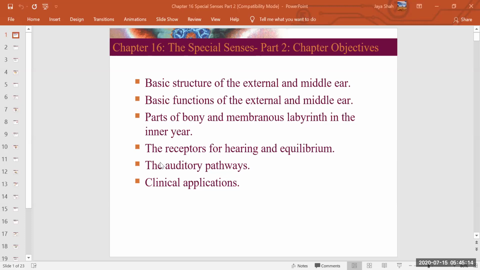As with any other sensory organ, your ear also has receptors in the membranous labyrinth inside. Those receptors are for hearing and equilibrium, which is also called balance. We're going to talk about the structure and function of those receptors inside the membranous labyrinth. Then, like the visual pathway, we will talk about the auditory pathway from your external ear up to the temporal lobe of your cerebral cortex. And then we'll talk about some clinical application.